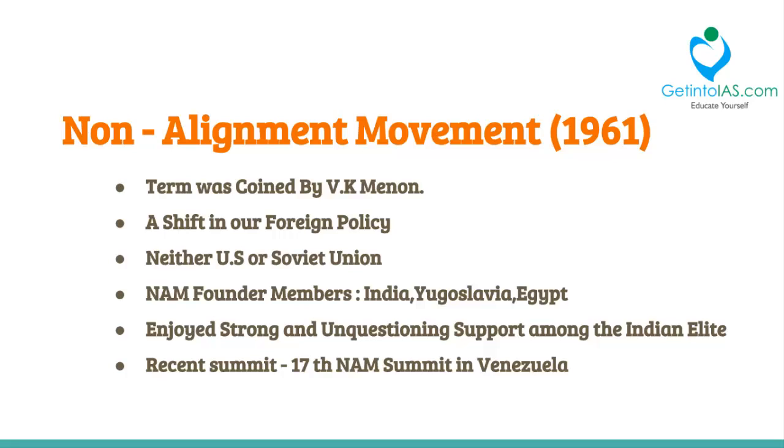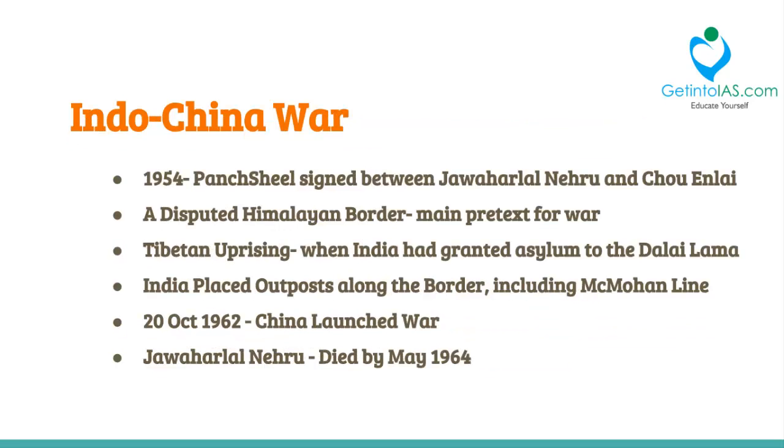Okay. Next, about the famous Indo-China War, which happened after independence. During 1962, this war happened. In 1954, a famous agreement called Panchsheel was signed between Jawaharlal Nehru and Zhou Enlai. So what is this Panchsheel? This Panchsheel is an agreement consisting of many principles like mutual respect for each other's territory, non-aggression, non-interference in each other's affairs, equality, and peaceful coexistence. Like this, five principles were there, and it was signed between Jawaharlal Nehru and Zhou Enlai of China.